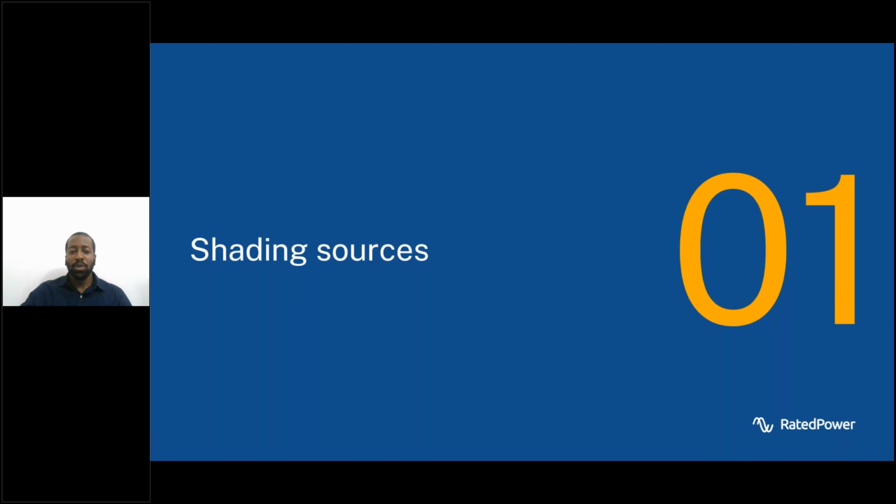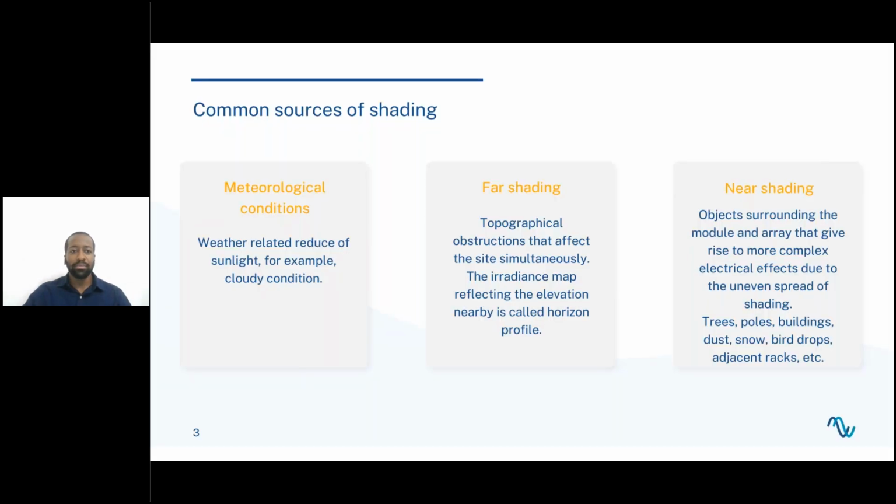So starting with the first one, shading sources. Here we can see basically the three most common sources of shading. The first one is regarding the meteorological conditions. So this is nothing more than, let's say that the sky is very, very cloudy. In those particular times, the sun will be blocked by those clouds, and that light will not reach the PV panels. So this is one type of shading due to meteorological conditions.